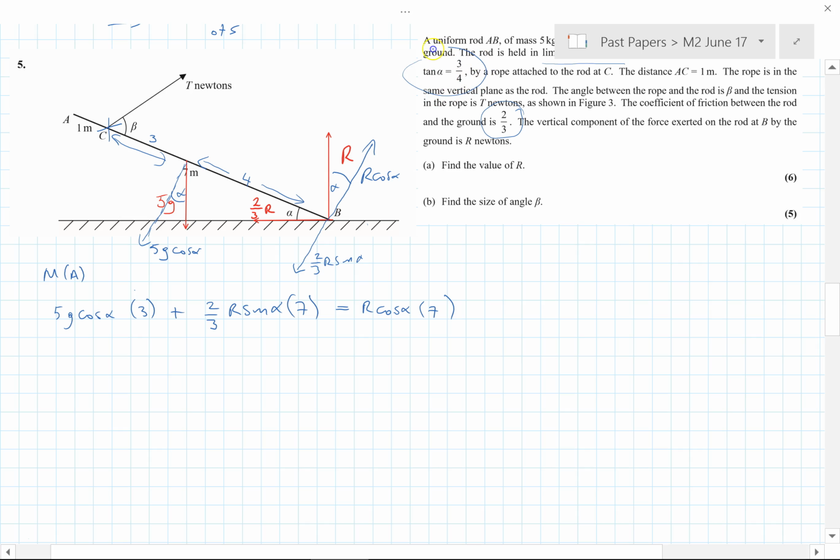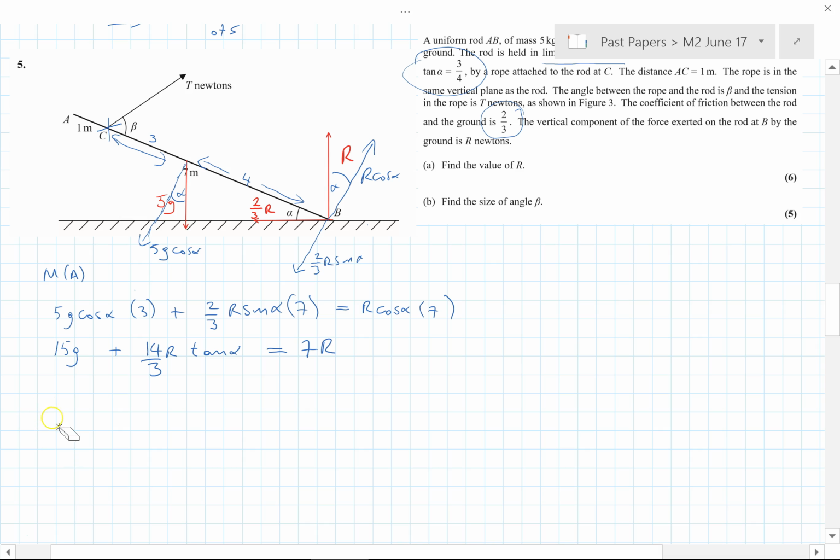So we divide by cos alpha to get tan alpha, which is 3/4, and sub in any values we do, but we should have no problems from here. So that's 15G plus 2/3 R tan alpha. Well, let's deal with the 7 as well. So we've got 14/3, because we're times by the 7, times tan alpha, is equal to 7R.